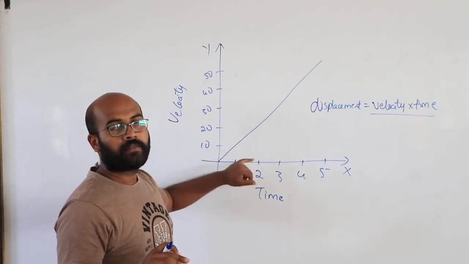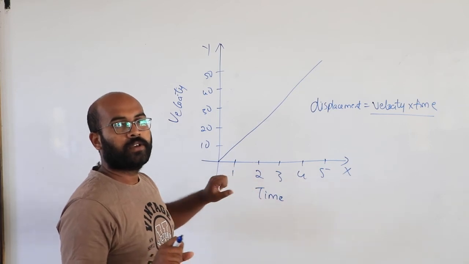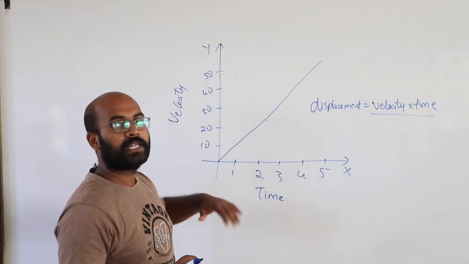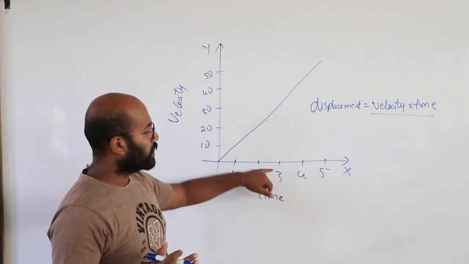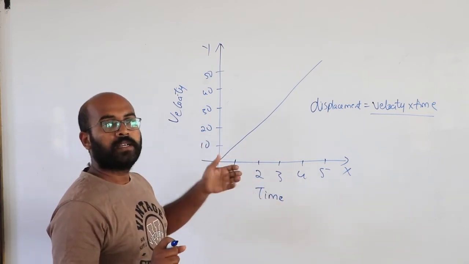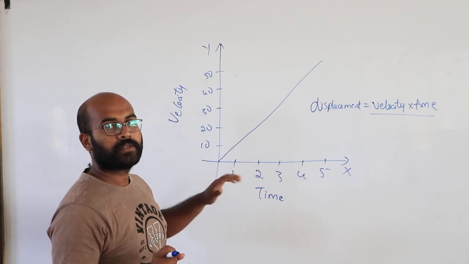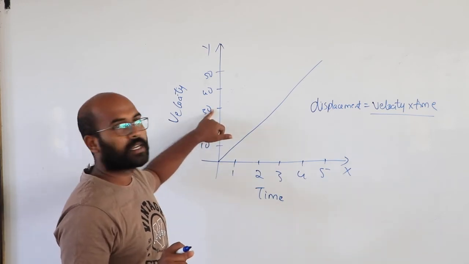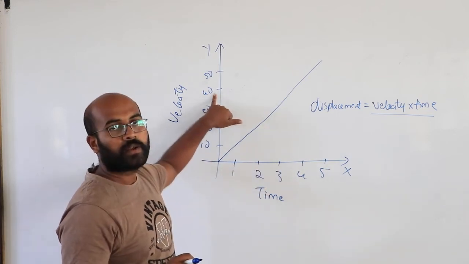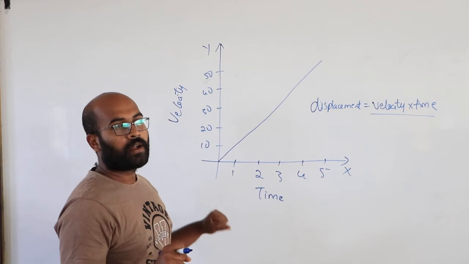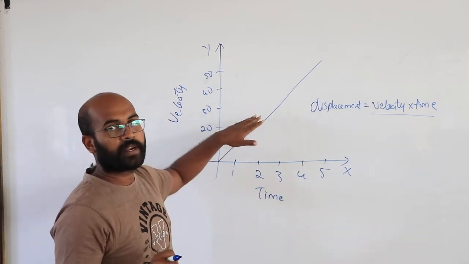After 2 seconds, you will shift to second gear, so the velocity slightly increases to 20. After traveling 3 seconds, slowly you will again change the gear to third gear, and the velocity increases to 30. Again slowly, after 4 seconds it goes to 40. So this is how you will be traveling, right?